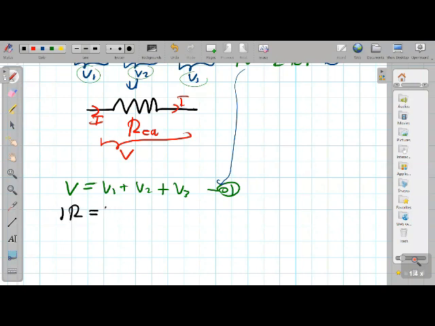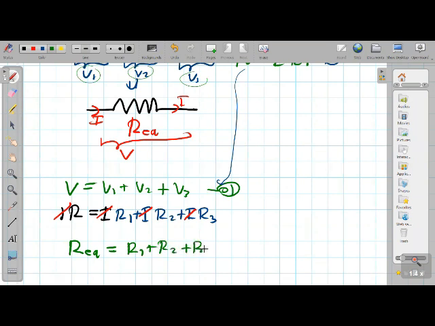I R equals I R1 plus I R2 plus I R3. So I and I cancel. Finally you get the equation: R equivalent equals R1 plus R2 plus R3. Do you need me to explain that again?